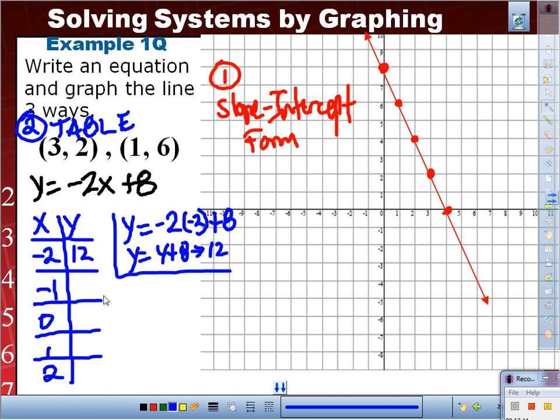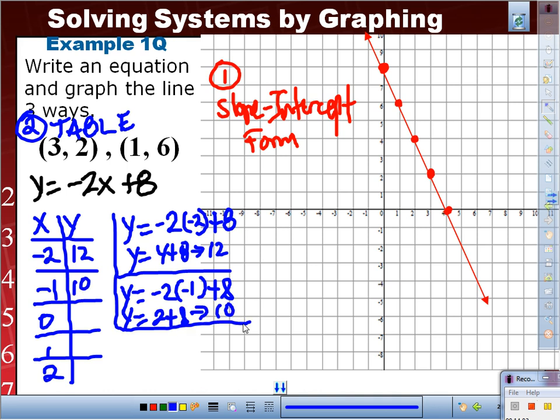All right, next one. Here we go. y equals -2 times the value, plus 8. What's my next value, everyone? -1, that is correct. So this is y equals 2 plus 8, which is 10. That goes right there. Next one. y equals -2 times the value, plus 8. What's my next value? 0. y equals 0 plus 8, which is 8.